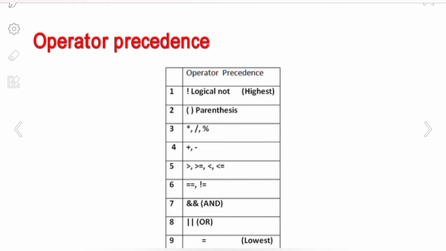Here a table is given for the precedence of the operators. The logical NOT has the highest priority; parenthesis, modulus, division and multiplication have higher priority than addition and subtraction. And the relational operators like greater than or equal to, less than or equal to, not equal to come after. So this represents the priority: logical NOT has the highest priority and equals to has the lowest priority.